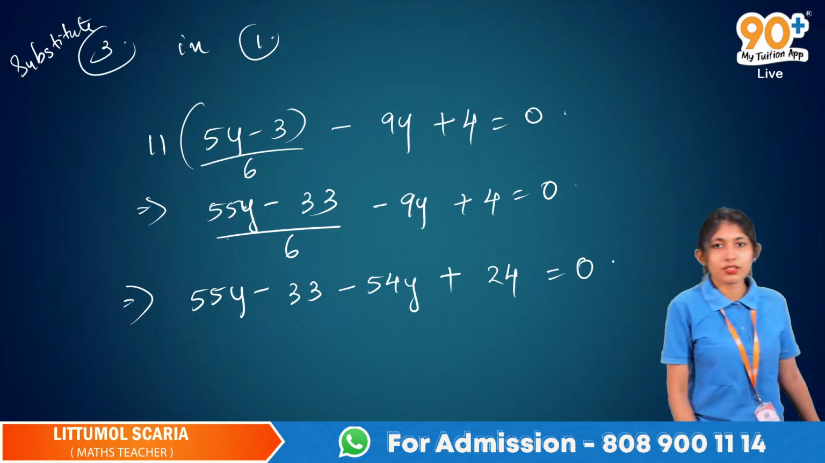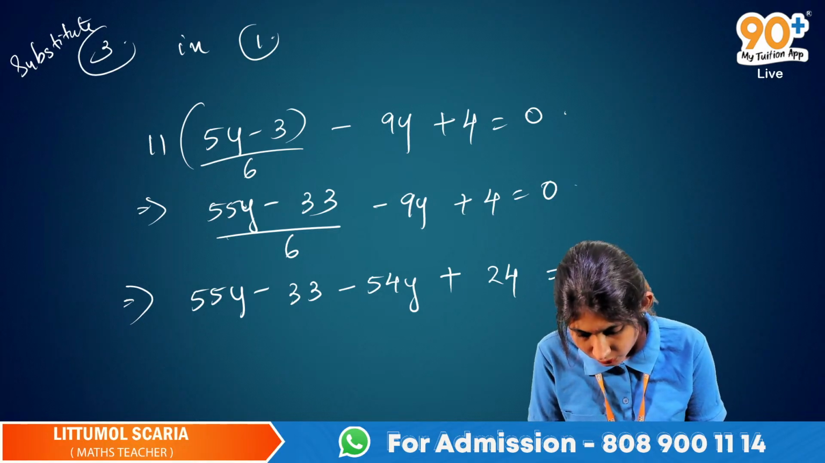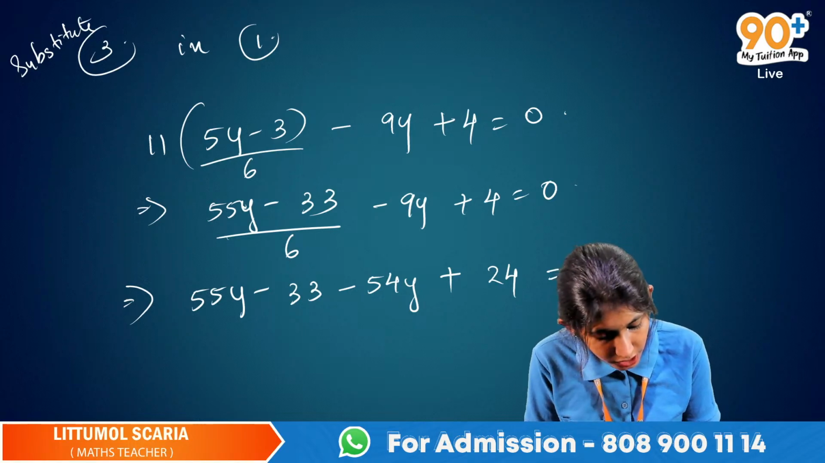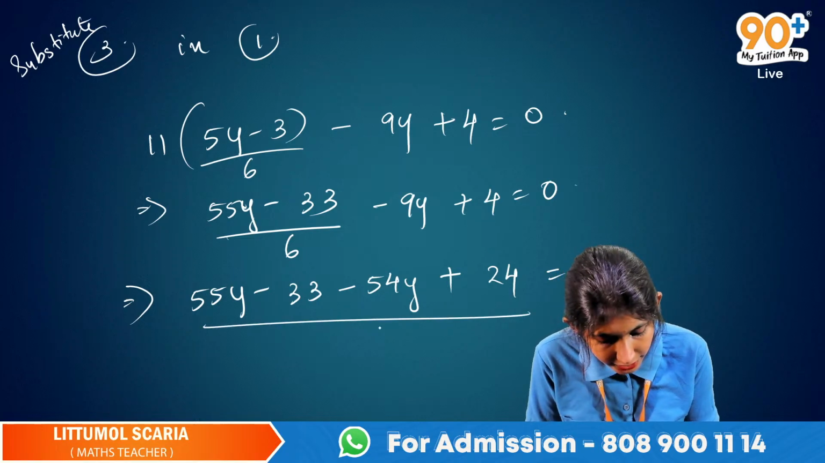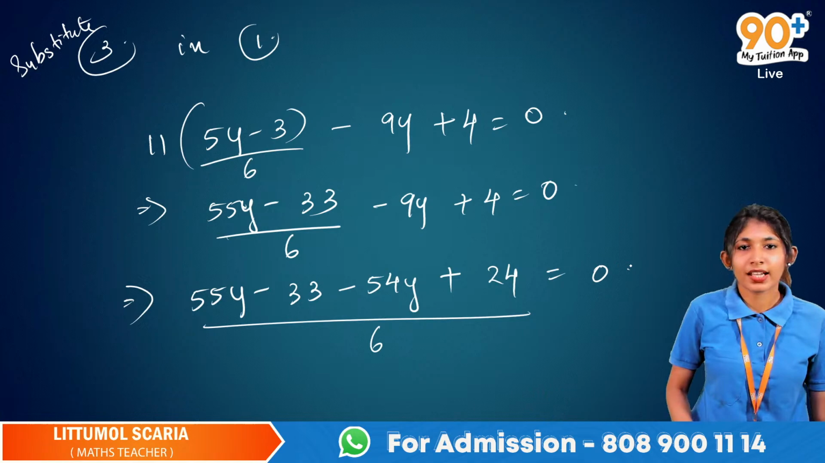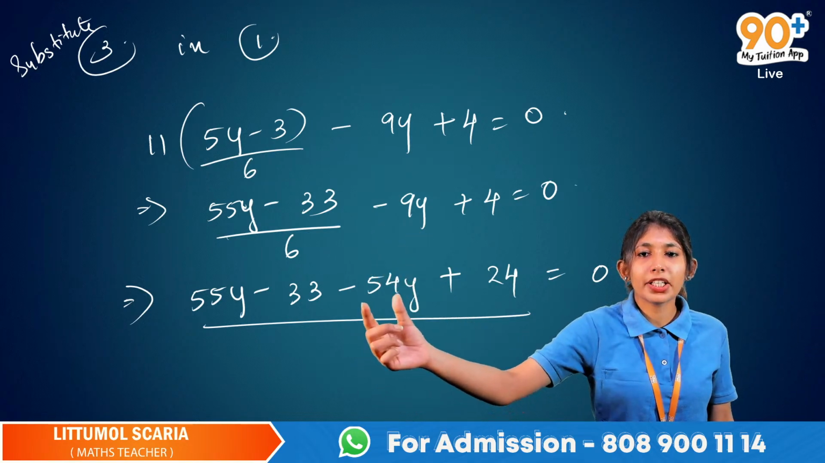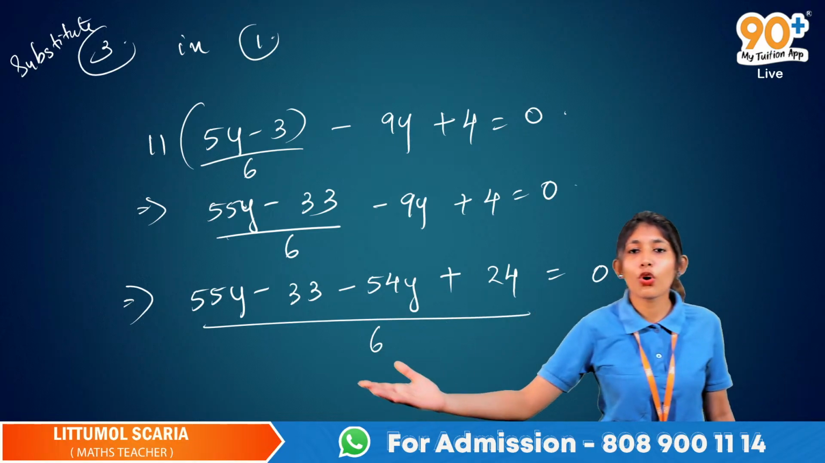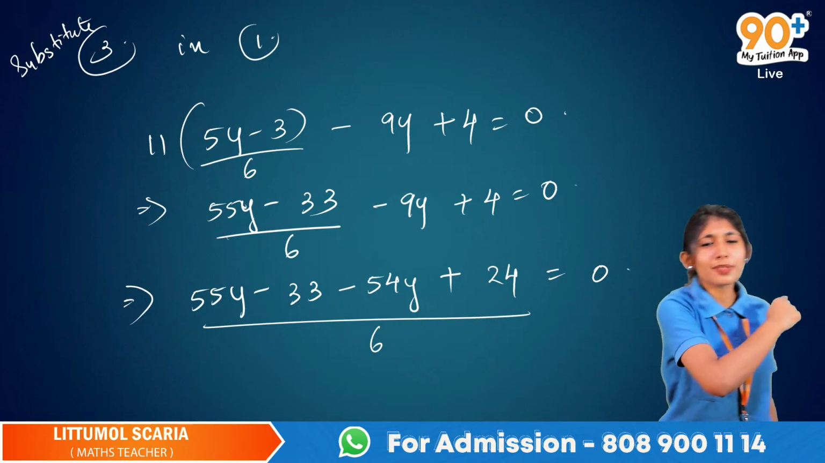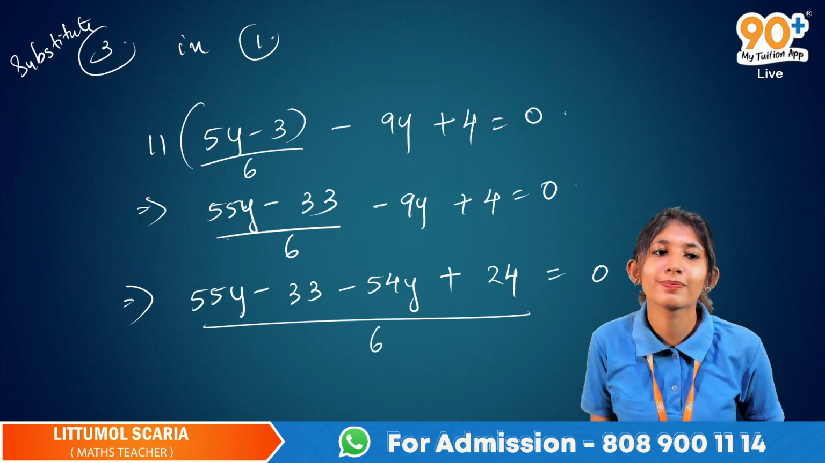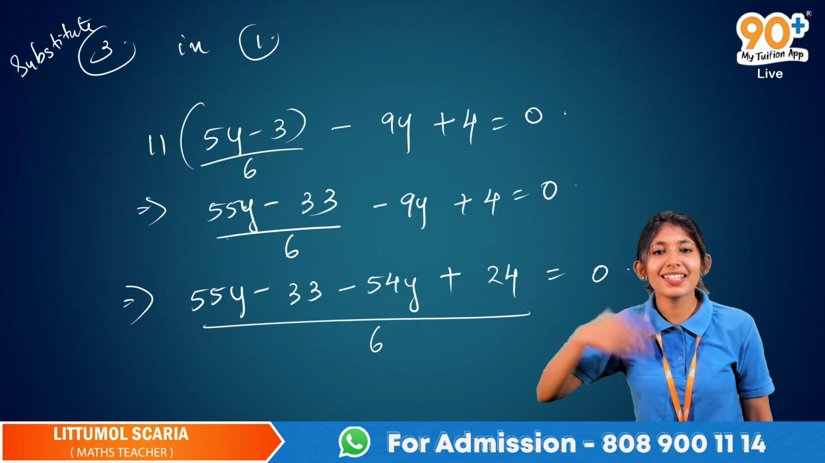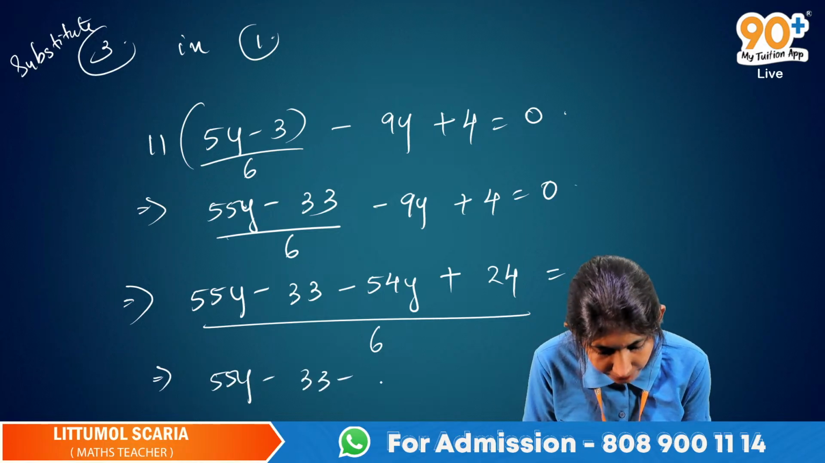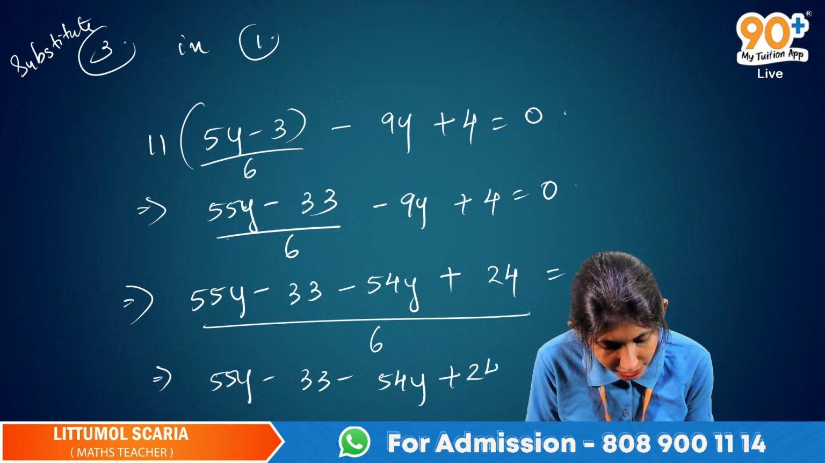അതെങ്ങനെ മിസ്സേ? 6 ഒറ്റയടിക്ക് പോയോ? എവിടെ പോയി? Is equal to 0 into 6. വേണ്ട, അതും കൺഫ്യൂഷൻ ആണെങ്കിൽ ഒരു കാര്യം ചെയ്യാം. The whole divided by 6 is equal to 0. 9നെ 6 കൊണ്ട് മൾട്ടിപ്ലൈ ചെയ്ത് you got 54. 4നെ 6 കൊണ്ട് മൾട്ടിപ്ലൈ ചെയ്ത് you got 24. Divided by 6 is equal to 0. Again fraction. We don't want this 6. Cross multiply. Take it to the right hand side. 0 into 6, yes, it is 0. So our equation is 55y minus 33 minus 54y plus 24 is equal to 0.